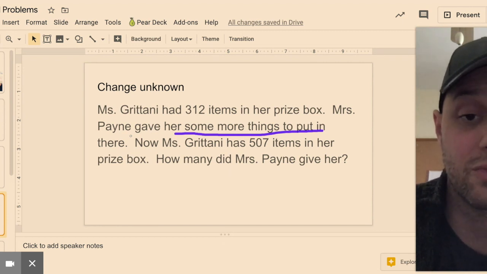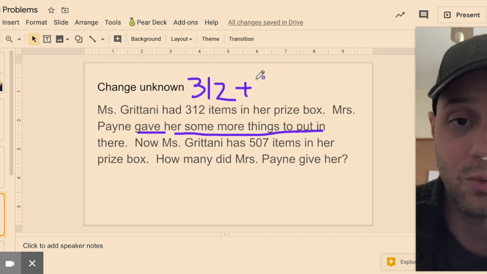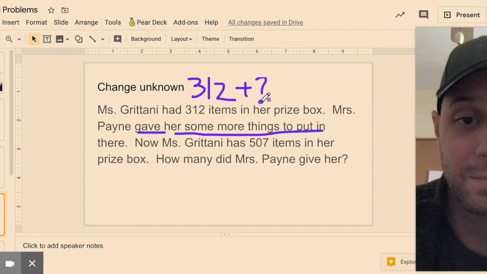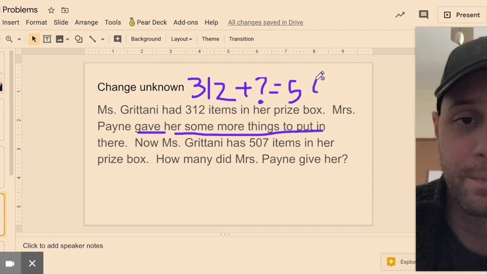So this is a little bit different. We write this as an equation. It would be Miss Gritani had 312 items. Mrs. Payne gave her some more. If she gave it to her, say that we're adding some more. We're adding something where now Miss Gritani has 507. So this will be a little bit of a different strategy here.